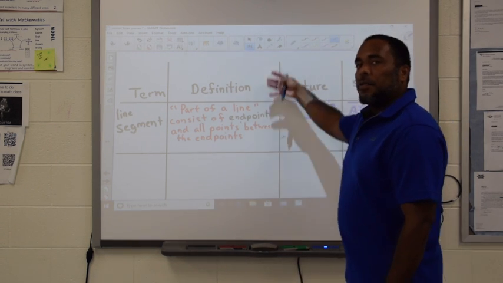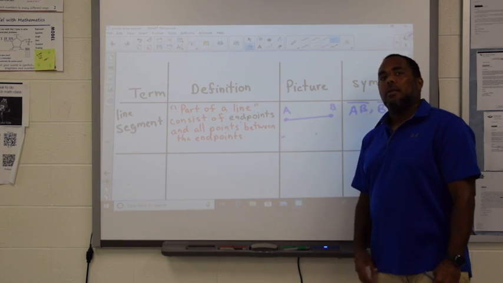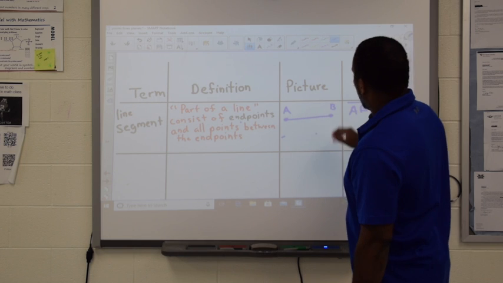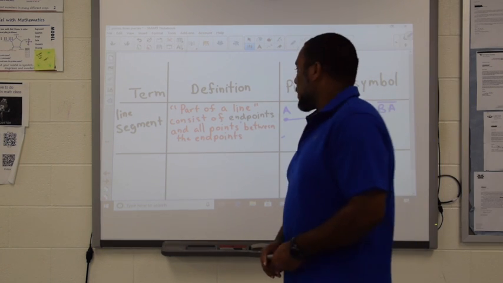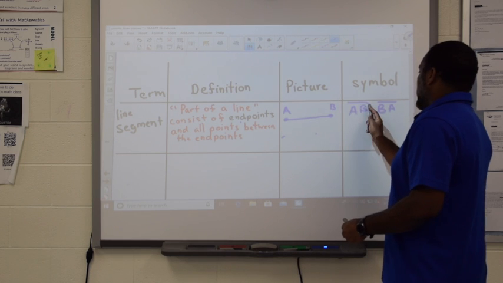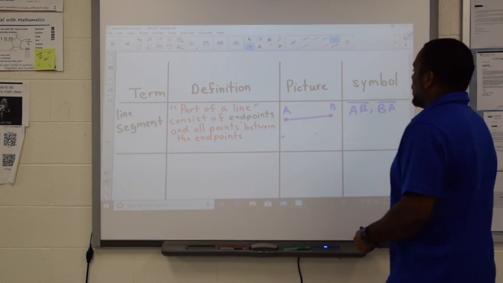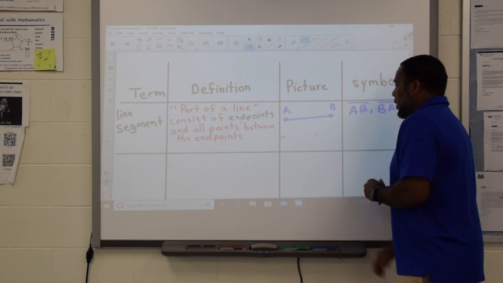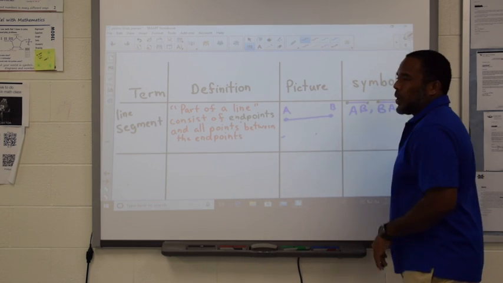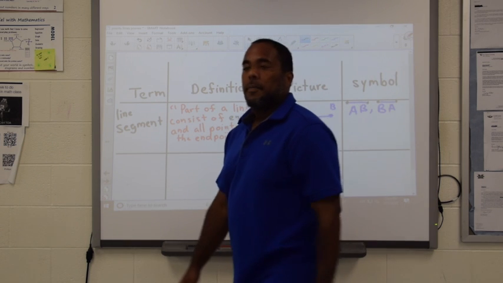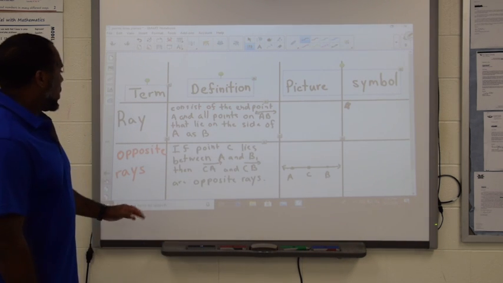Picture being on the other side of the wall looking at it; from left to right you could read BA. But on this side, I guess AB. So line segment AB or line segment BA. Here you can notice that there are no arrows. Sometimes you'll see it written with the actual endpoints on the picture itself.